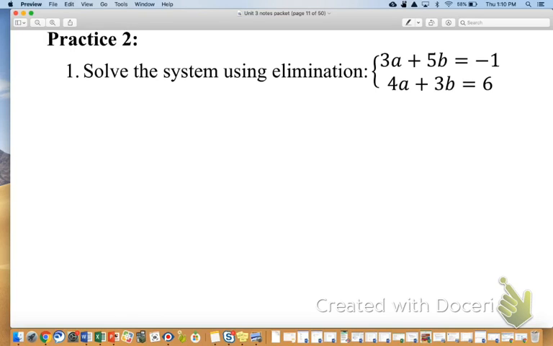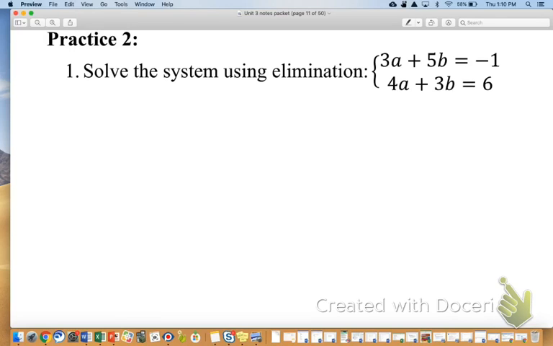In order for elimination to work, you need to have the pattern of opposites. Which variable, the A or the B, which one has the pattern of opposites right now? None. Neither of them does, right? It's 3A and 4A. Those are not pattern of opposites. In fact, they're not even the same number, are they? And then the B's have coefficients of 5 and 3. Clearly not a pattern of opposites. And they're not even the same number.